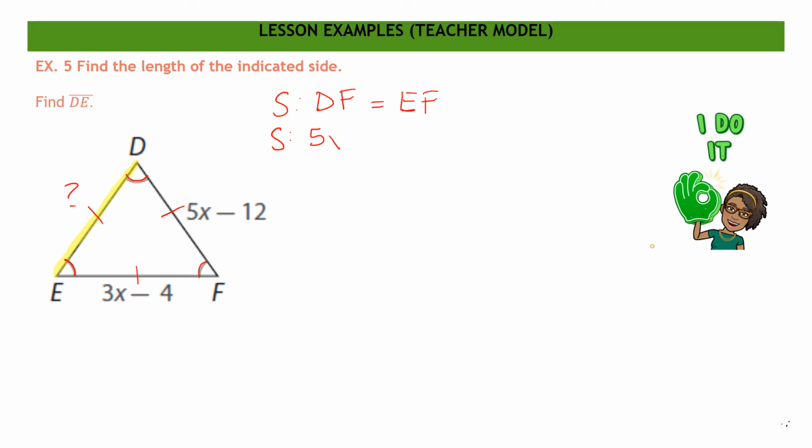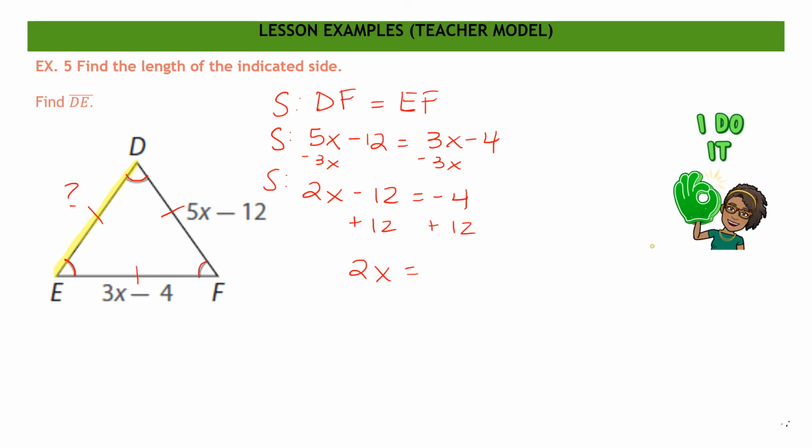DF I see as 5x minus 12, and EF I see as 3x minus 4. And here now I'm just solving for x, so subtracting 3x on both sides, leaving me with 2x minus 12 equals negative 4. Adding 12 on both sides gives me 2x equals 8. Dividing by 2, x is equal to 4.